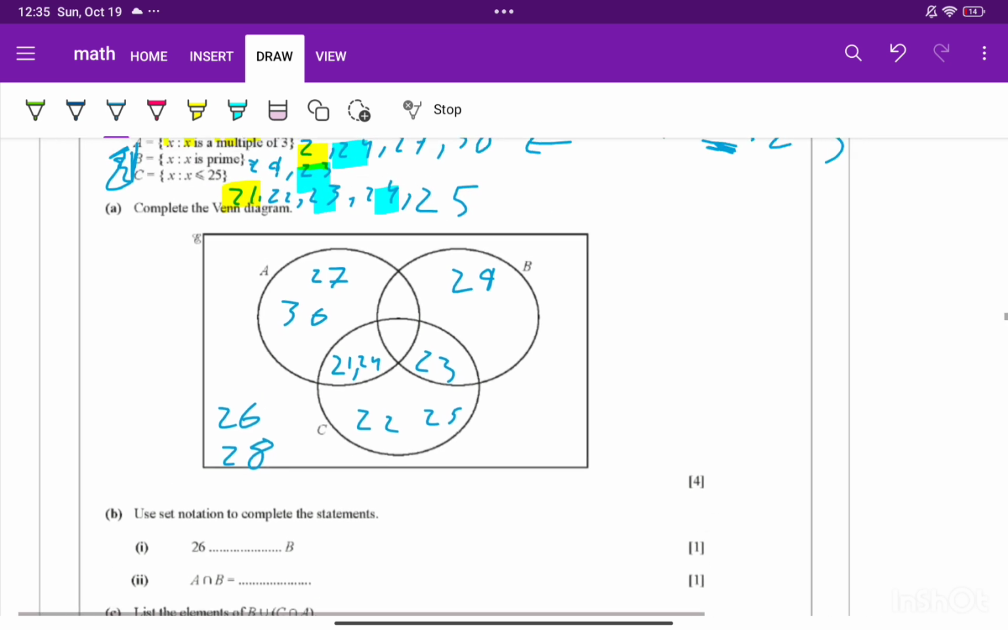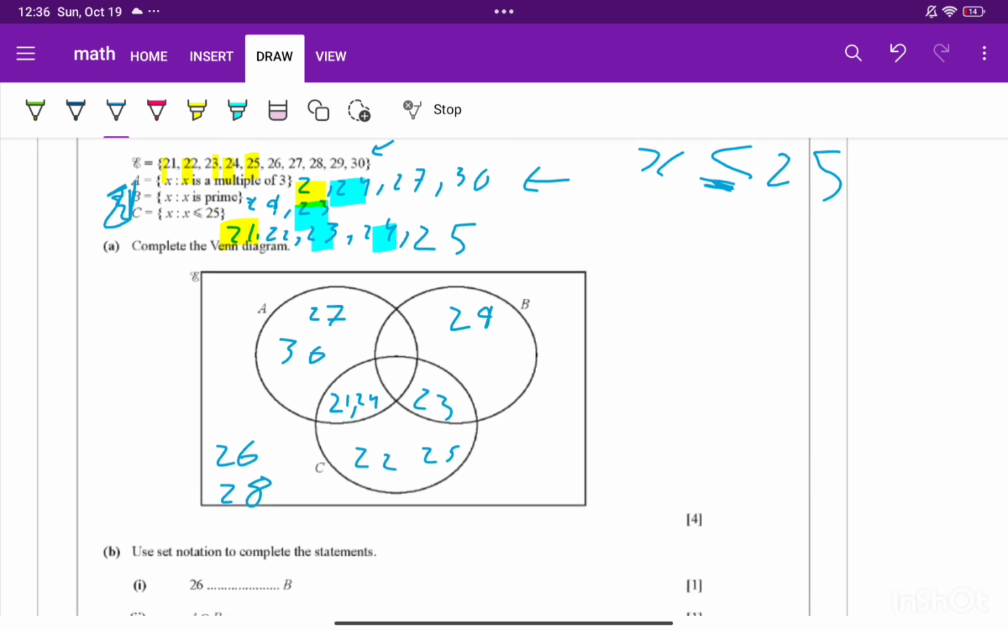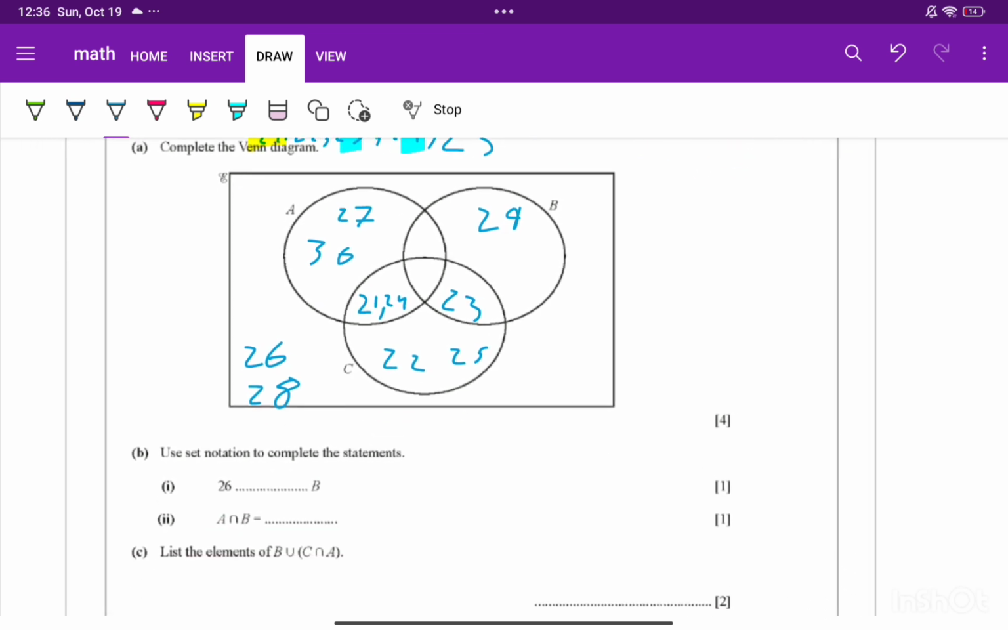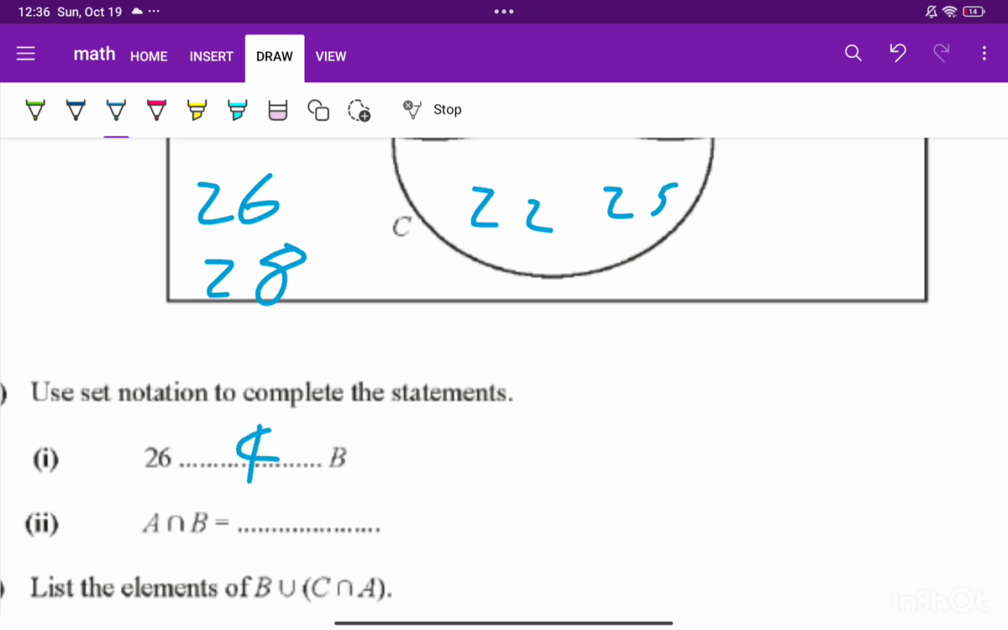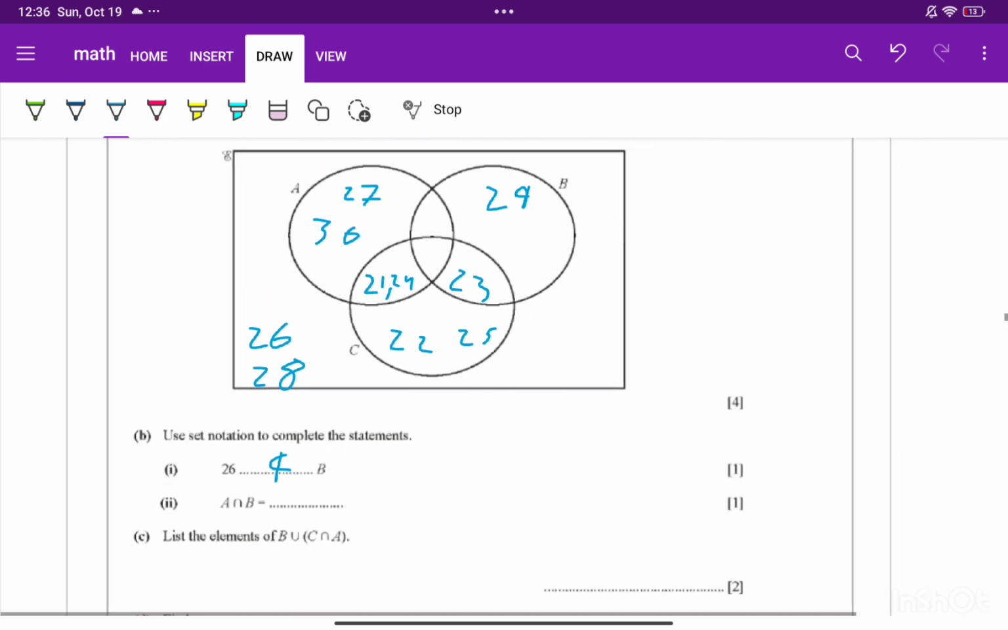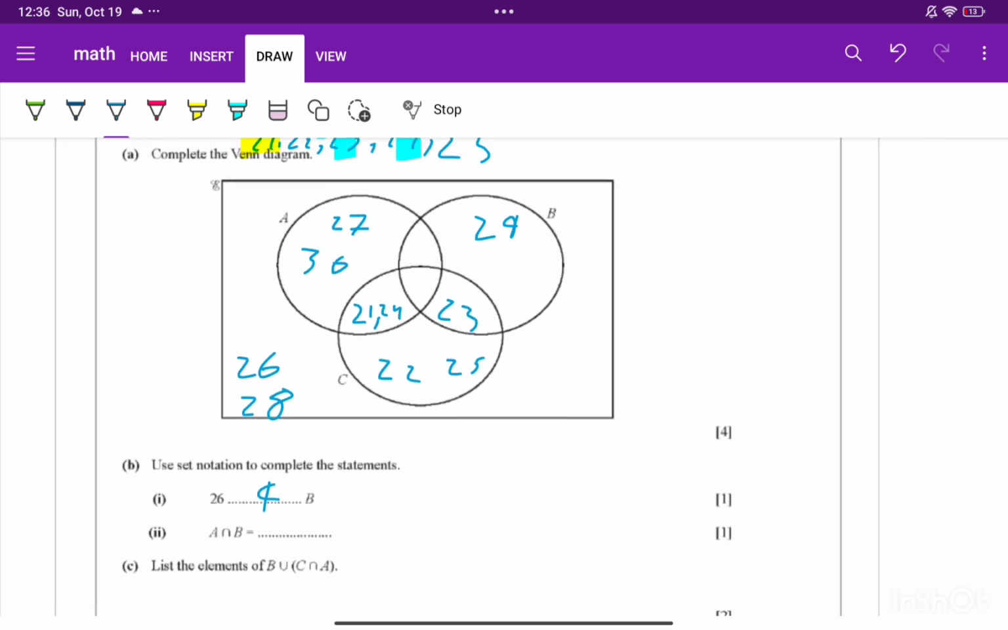Use that to complete the statement. So 26 and set B. Okay, as we know that 26 is not coming in set B, so we can write it does not belong to B. A common B. Okay, so this symbol means any numbers which are common between these two sets, set A and set B. So set A and B common area will be this area. There is no number present in this area, so we will write the empty set.